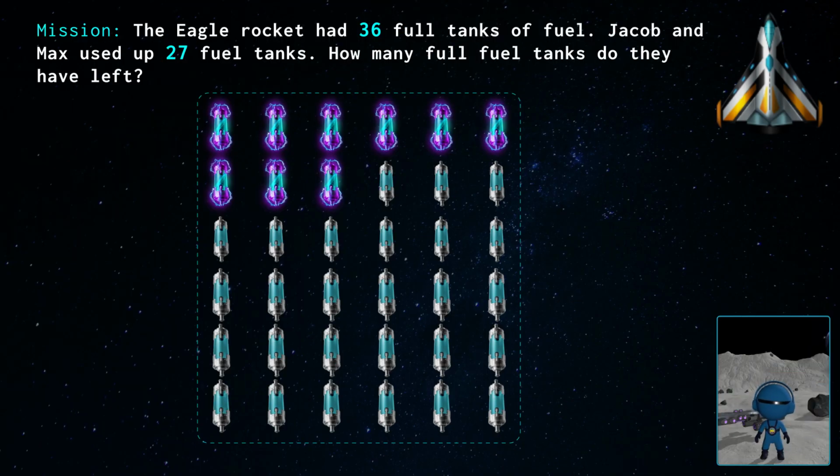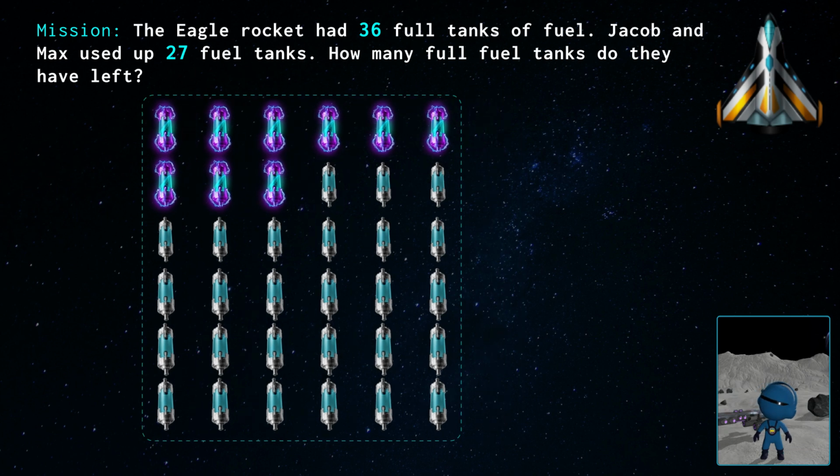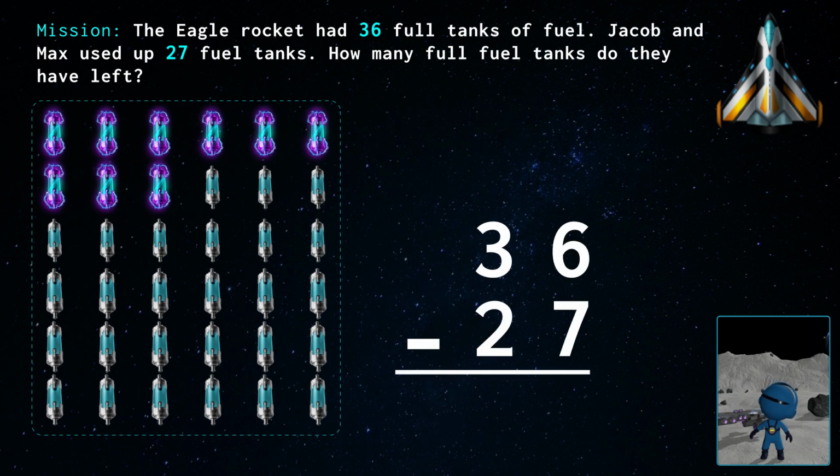Okay, Mathstronauts. Let's figure out this fuel situation. When we left mission control, our ship held 36 full tanks of fuel. Between the fuel we used to get here and the rest we used to ride our hoverboard, we used up a total of 27 fuel tanks. We'll need to subtract the empty fuel tanks from the full fuel tanks to find our total. Let's bring up our place value columns and separate these numbers by tens and ones.